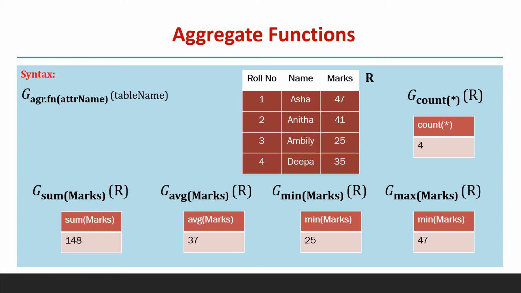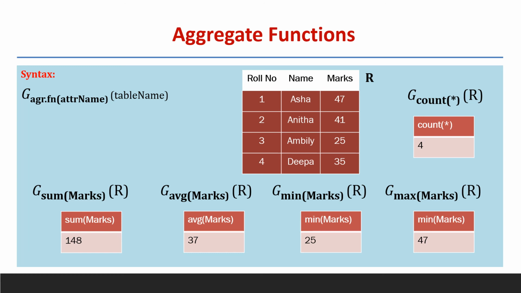Similarly, G average of marks of R will return the average of marks of all the students. So here also we will get a single summarized value. And if you want to find the minimum and maximum marks scored by the students in the class, we can do that with the help of the min and max aggregate functions. G minimum of marks from R and G maximum of marks from R return the minimum and maximum marks respectively.